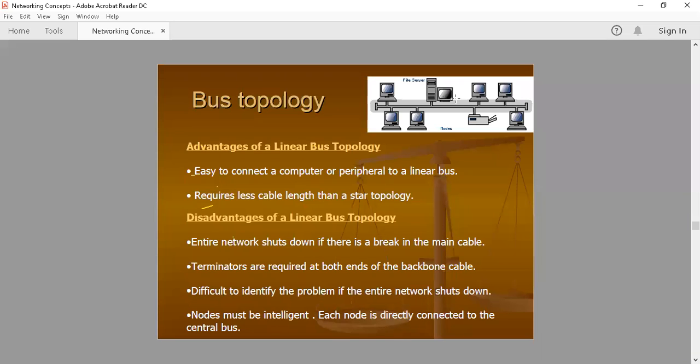Bus topology. Advantages of a linear bus topology: easy to connect a computer or peripheral to a linear bus, and it requires less cable length than a star topology.